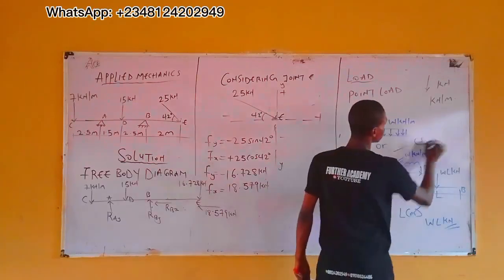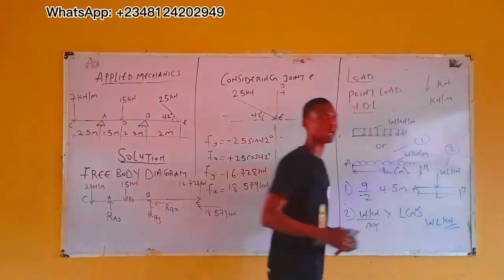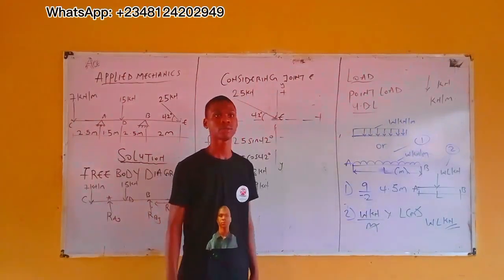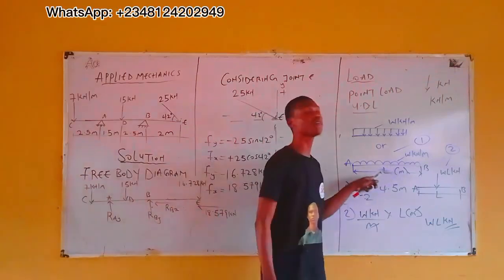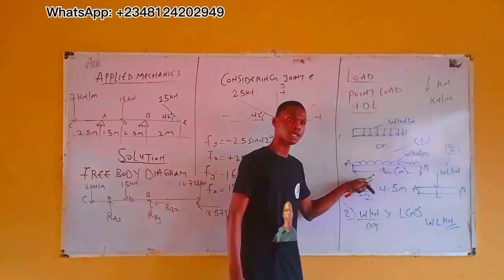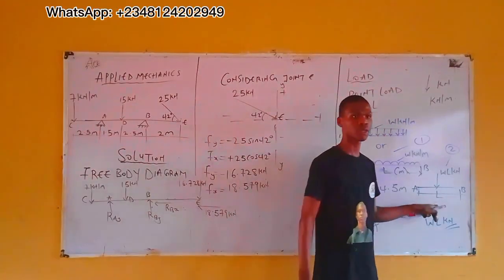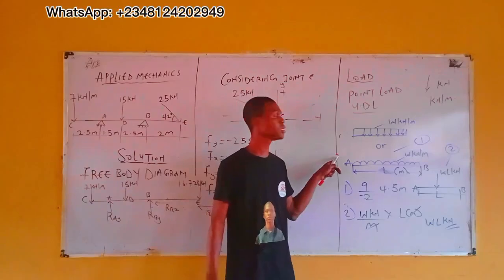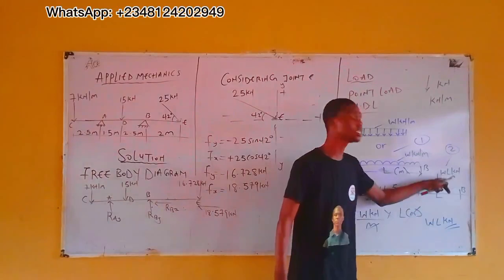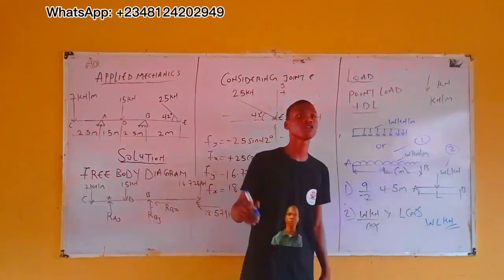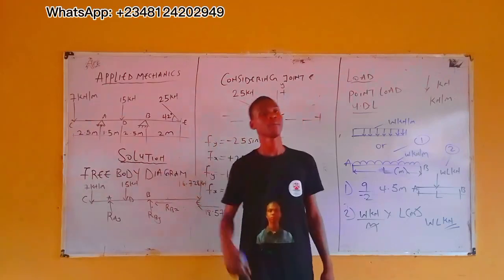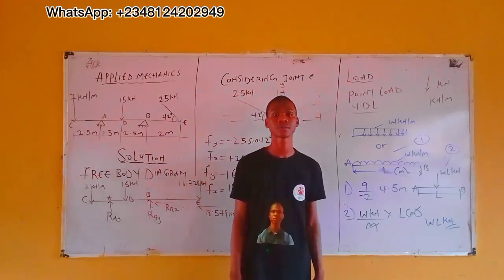Call this one, call this 2. 1 and 2, are they the same? Yes. 1, you have a UDL. 2, you have a point load. But you've converted this UDL to a point load by multiplying the intensity, which is this, times the distance. Because this is the unit acceptable when you are considering summation Fy, and not kilonewton per meter. You get what I'm saying?